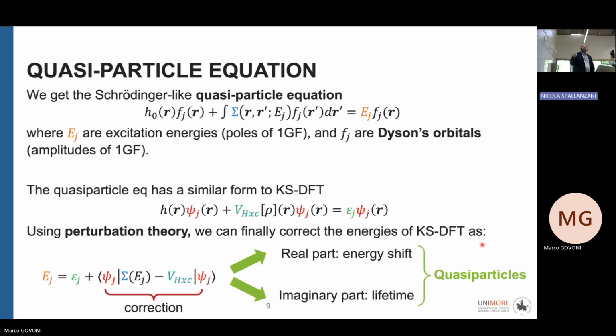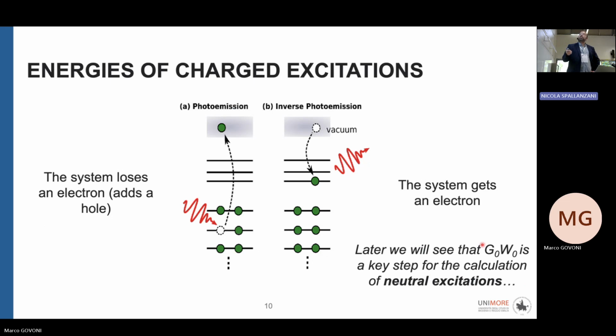eigenvalues. So one can set up a perturbation theory to start from DFT energies and correct them using the perturbation, so the difference between these two Hamiltonians bracketed on Kohn-Sham states. And this correction has a real part, so it shifts the energy, as Claudia said. And also there is an imaginary part that gives you lifetime, so we have quasi-particles. And of course, this resembles photoemission and inverse photoemission, because this is the experiment where you remove an electron, you add an electron. And later on, we will see that the GW is a key step also for the derivation of neutral excitations, where the system just promotes an electron, but doesn't change the number of electrons. So the electron doesn't escape from the system.